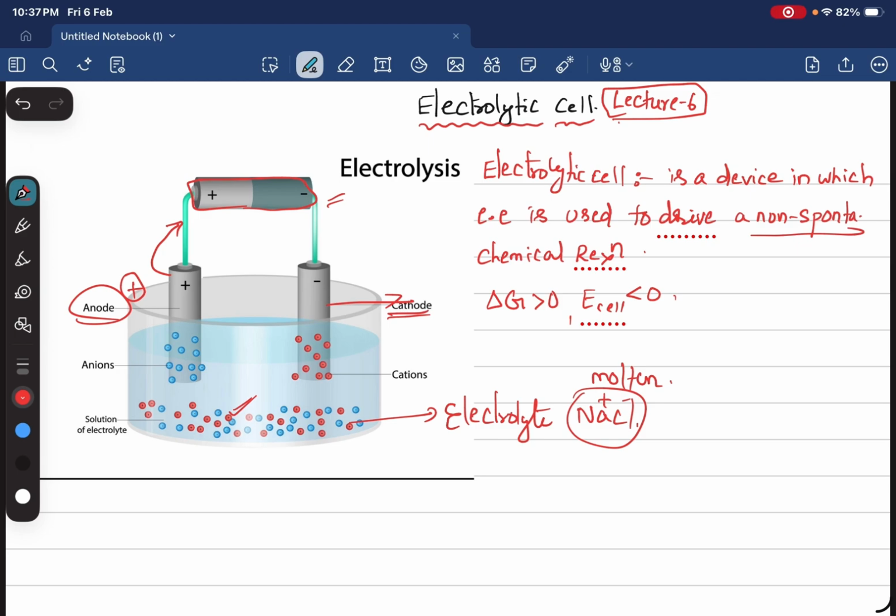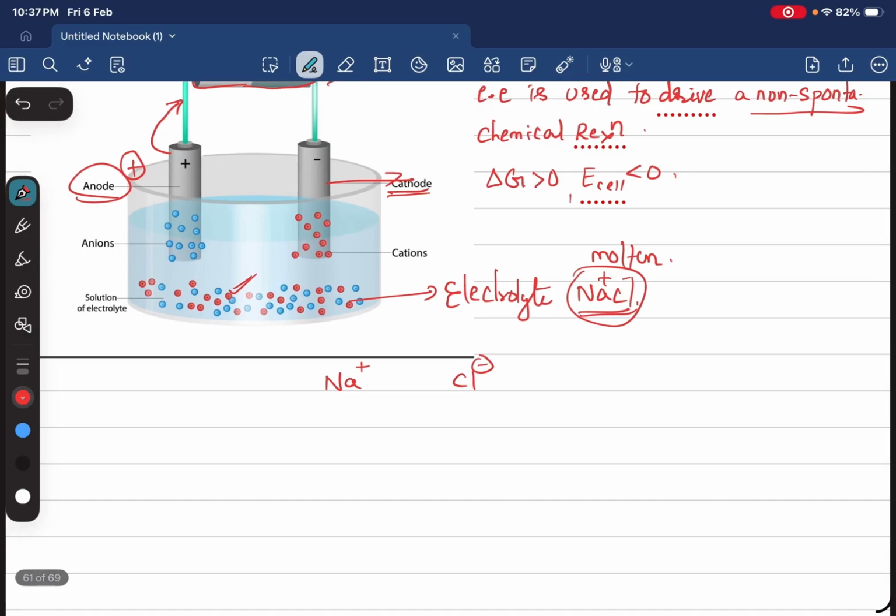So the ions of the electrolytic solution go to the respective electrode and deposit or liberate over that. So here we are taking NaCl as the electrolytic solution. So Na plus and Cl minus ions are present in the electrolytic solution, and the electricity is passed into it. So here we can write the anodic reaction and cathodic reaction. There will be no change in the anode or cathode reactions. Anode means always oxidation takes place, cathode means reduction takes place.